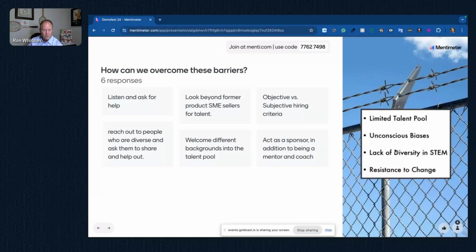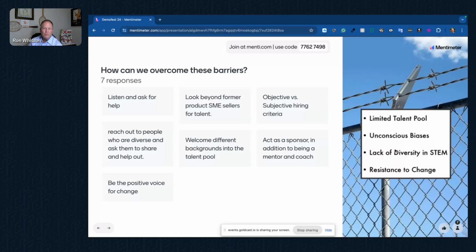Reach out to diverse people, ask them to share and help out. Again, I think it kind of ties to the first one. Listen, ask for help. Find people who you want to bring to it, who have that diversity that you're looking for, and ask them, hey, do you want to come join us? If not, why not? What would make it more attractive for you to join us? They may have some needs that you're not aware of that you may need to address.